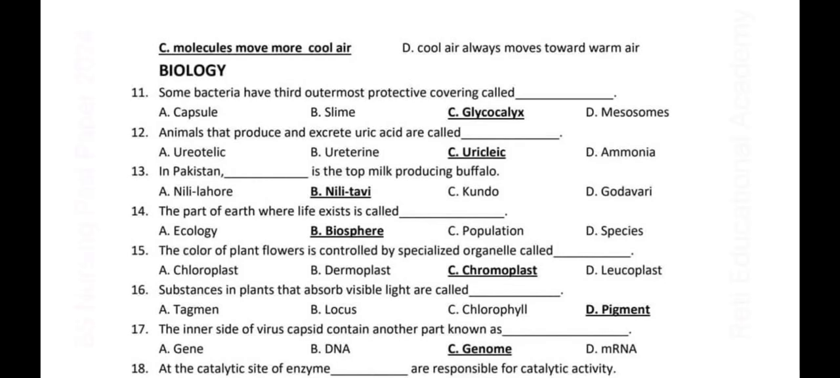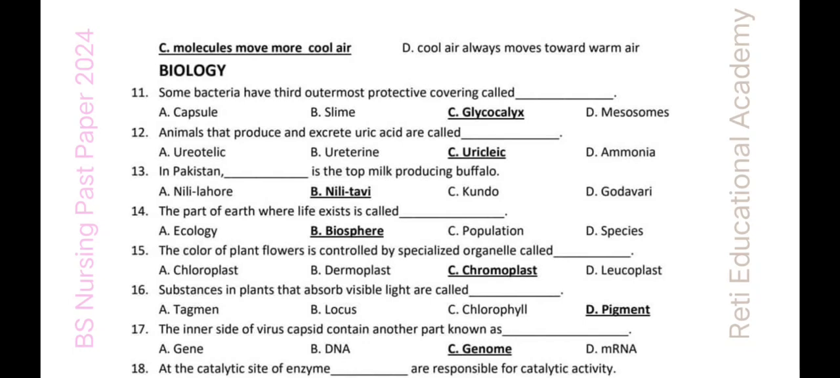BSN Nursing solved paper conducted in 2024. I am going to share biology MCQs. Question number 11. Some bacteria have third outermost protective covering called glycocalyx. Question number 12. Animals that produce and excrete uric acids are called uricotelic.